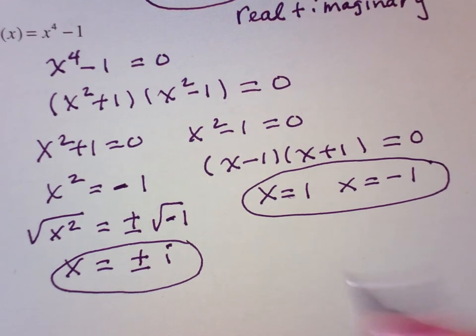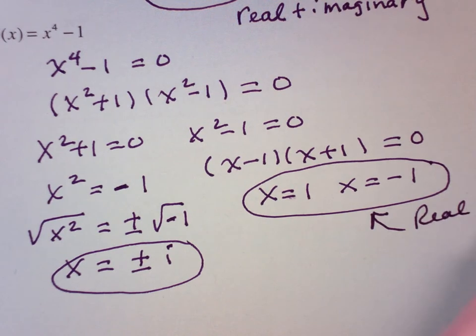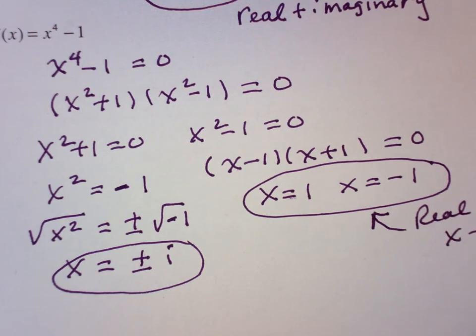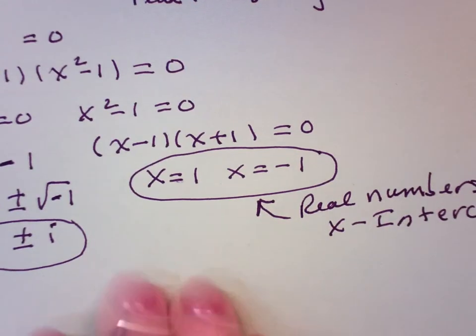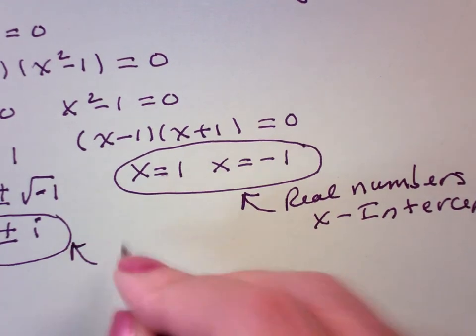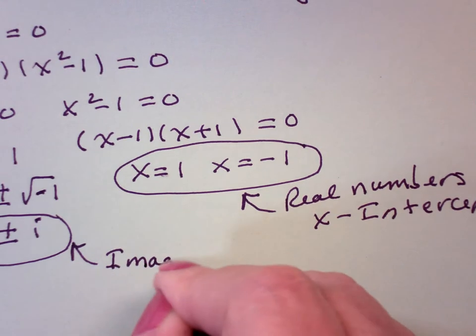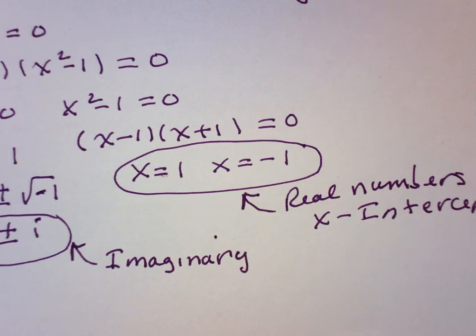Now when I think of zeros, zeros can be two things. And these two here, because they are real numbers, they are x-intercepts. And these two, they are imaginary. So they're not on the x-axis.